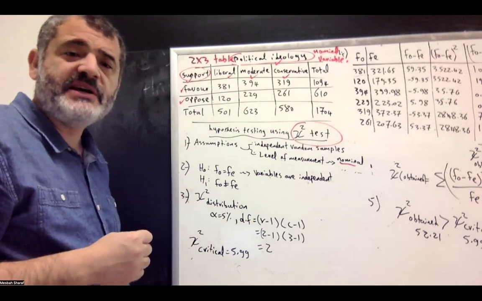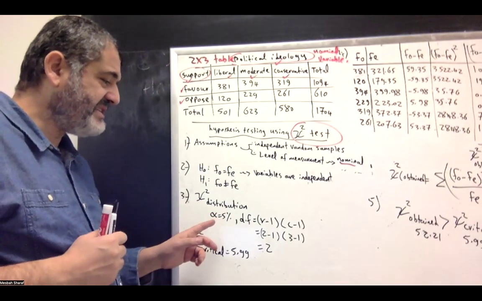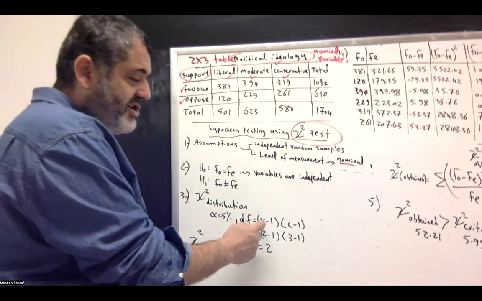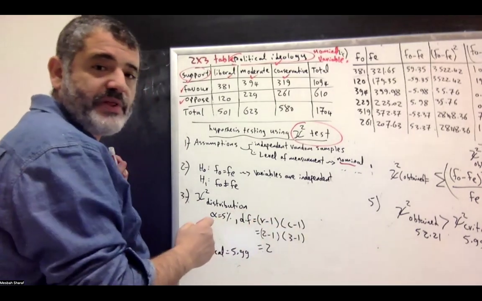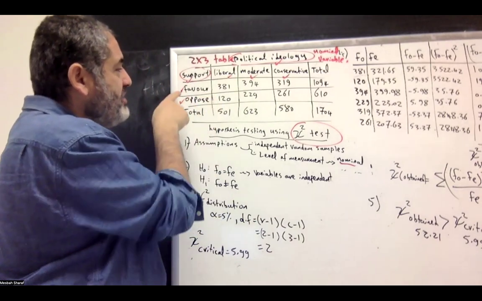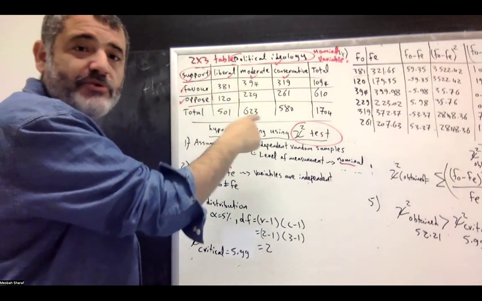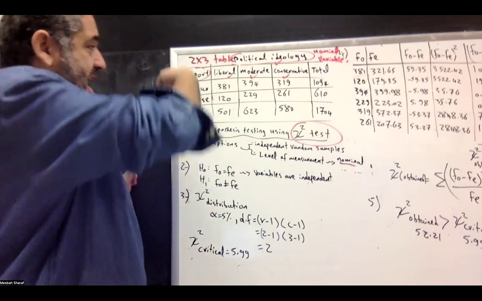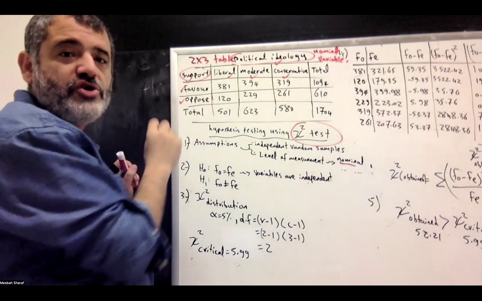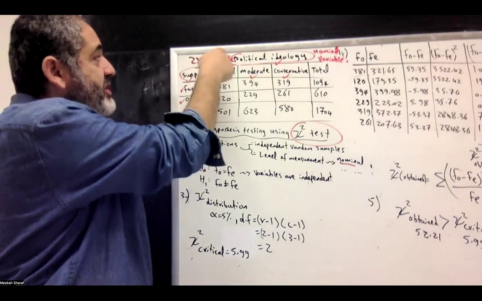So the question says, I want you to use alpha to be 5%. So this is the significance level. And we need to get the degree of freedom. The degree of freedom is R minus 1 times C minus 1. R is the number of rows. So as you can see, we have one row, we have another row. As I said, we don't count the total as a row. So we have two. So for this variable, we have two categories. You could either favor or oppose. So it's a 2 by 3.